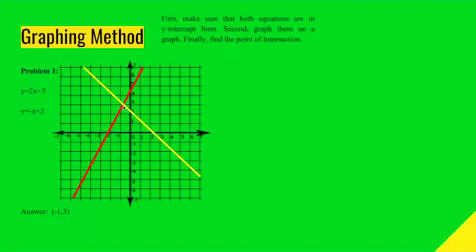So the point of intersection is your answer. So the answer in this case is negative 1, 3.